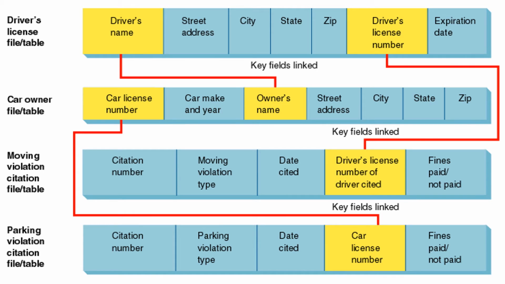Each table in a database contains rows. Rows are also referred to as records and represent an instance of an entity. For example, in the driver's license table, each row contains data about a particular driver, and each column contains data that represents an attribute of that driver, such as name, phone number, and license number.